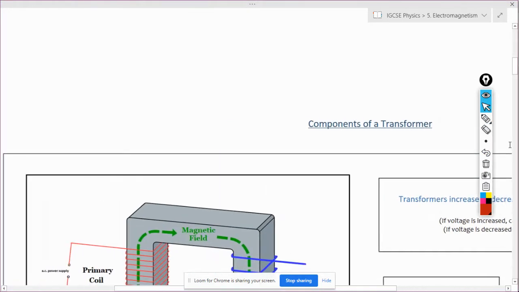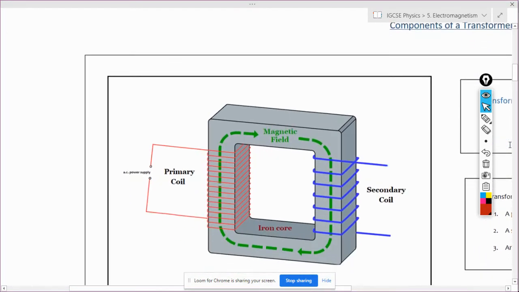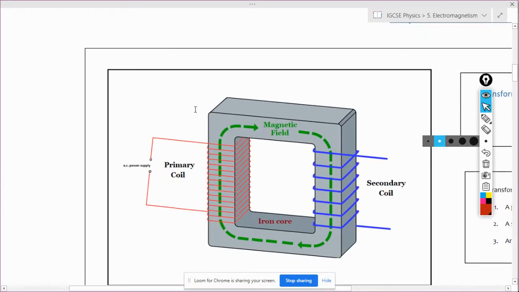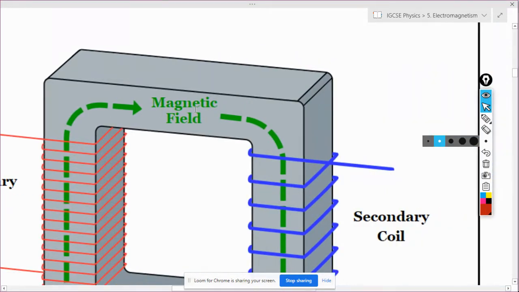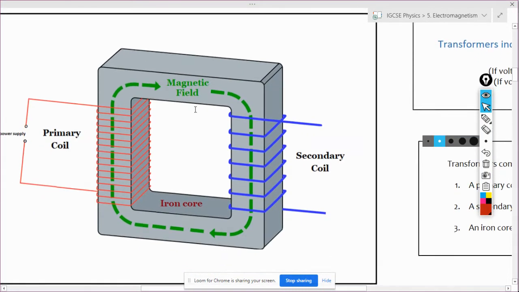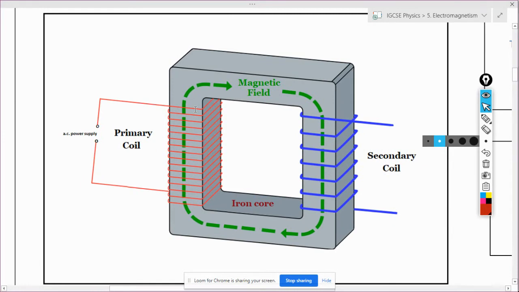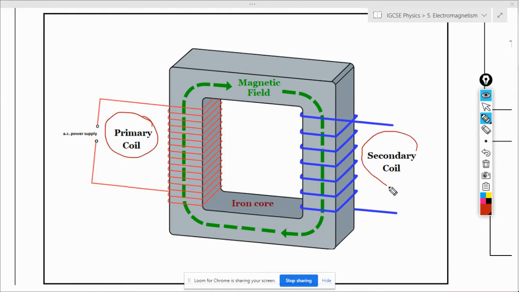Okay, so the components of a transformer. What is a transformer composed of? Here we have a very simple looking transformer, and we can see that transformers have a primary coil, a secondary coil, and an iron core. So those are the three components of a transformer: a primary coil, a secondary coil, and an iron core.